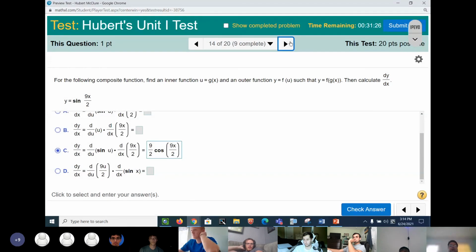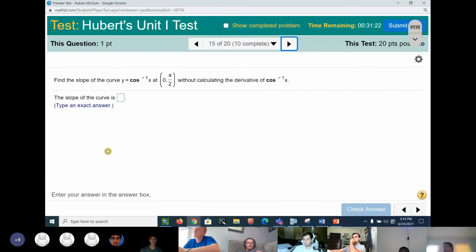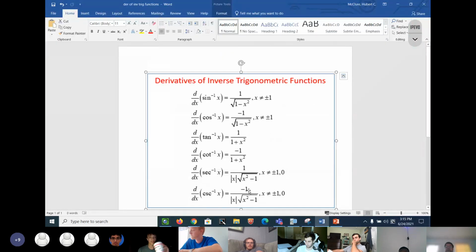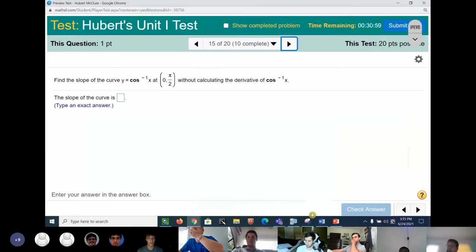find the slope of the curve. Okay, I'm gonna do this one with you because this is inverse trig, and there's nothing to spaz about. All you gotta do is have this right here. So m or y is equal to inverse cosine of x at 0, comma, pi over 2.